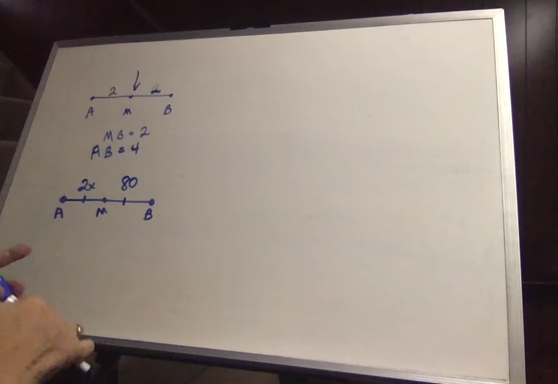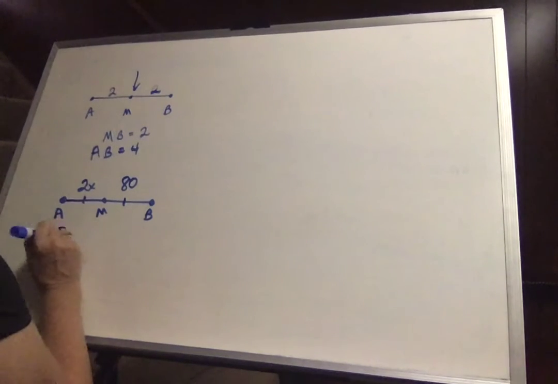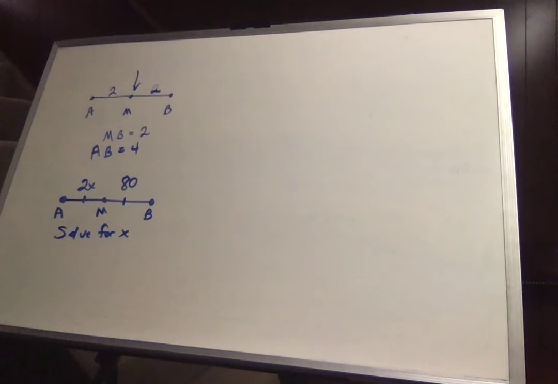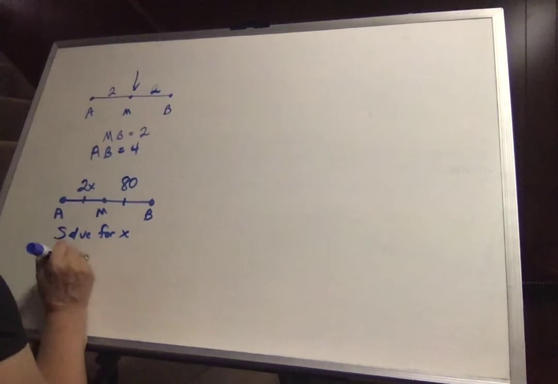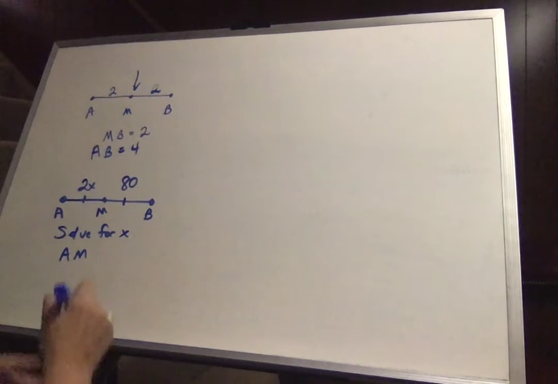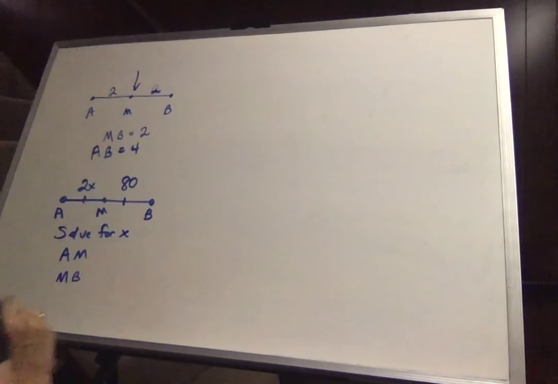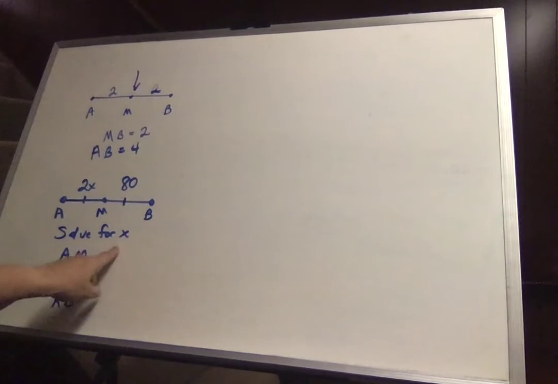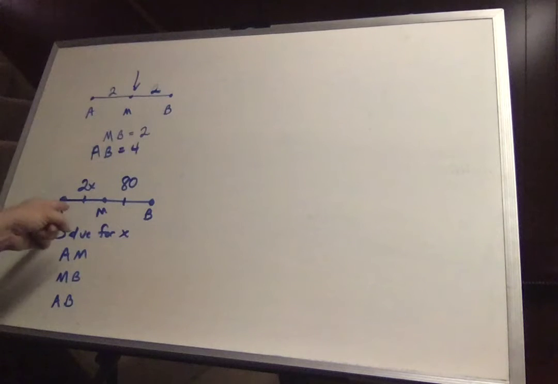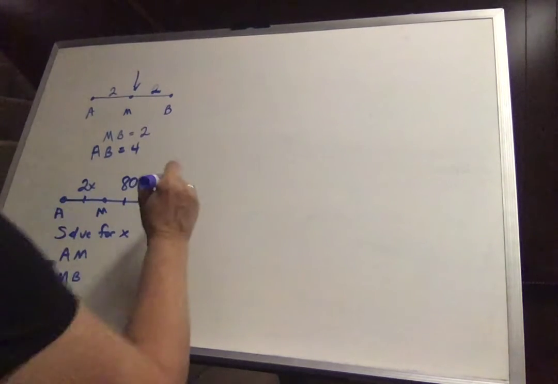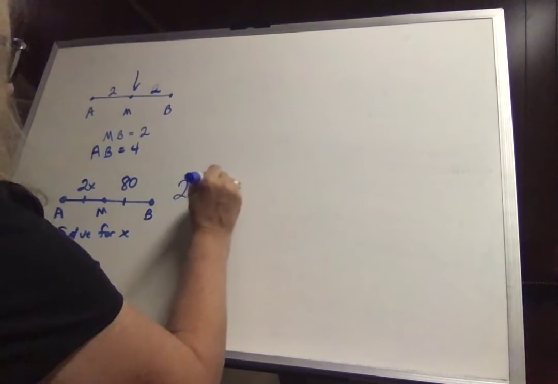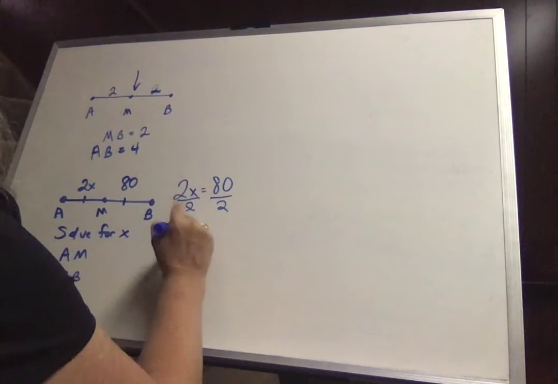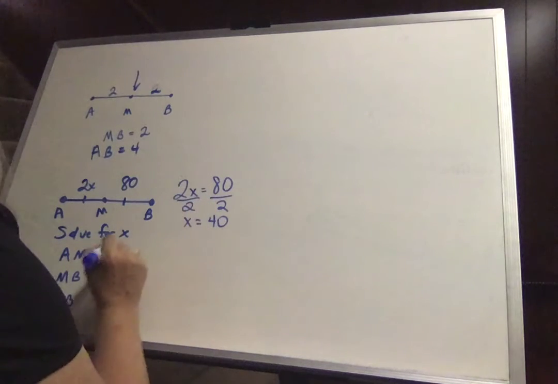It's going to say solve for x, solve for AM, for MB, and for AB. So starting by solving for x: part equals part, because this is a midpoint. So 2x equals 80. One-step problem, divide by 2, divide by 2. X equals 40.